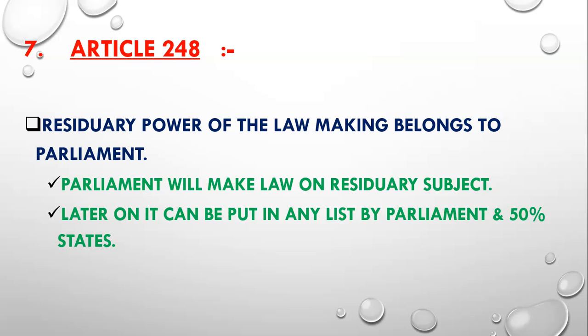So residuary subjects are those subjects which were not present at the time when the Constitution was made, or when these 3 lists were made: union list, state list and concurrent list, and these subjects emerge suddenly in the future. Who has the power to make law on this residuary list? Definitely Parliament. So here also Parliament has an edge. Parliament is more powerful. States are not allowed to make law on the residuary list.